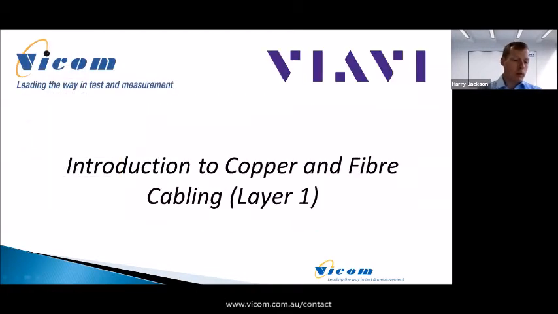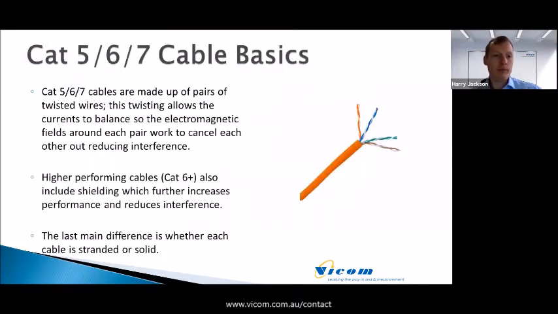Okay, so we talked about the OSI model. We're just going to quickly touch on copper and fiber cable basics. For copper cable basics, primarily in this day and age, you're going to be working with Cat 5, 6, or 7 cables. Be aware that Cat 8 cables are out there, but they're not widely utilized at the moment. And essentially, they're made up of twisted pairs of copper wires. Messages are carried along the copper wire by sending smaller electric pulses along the wire.